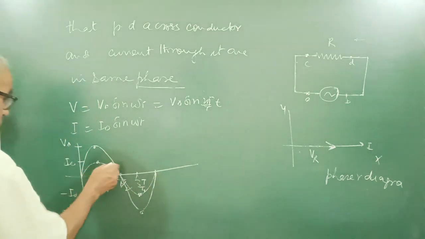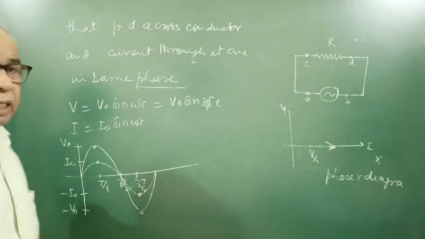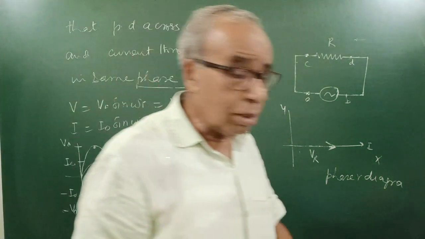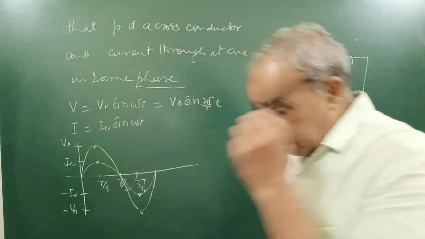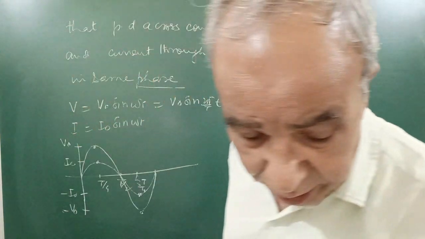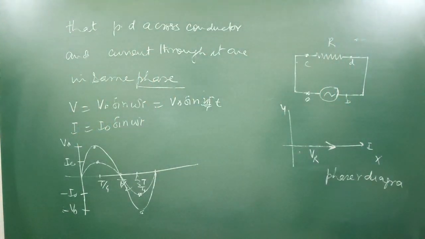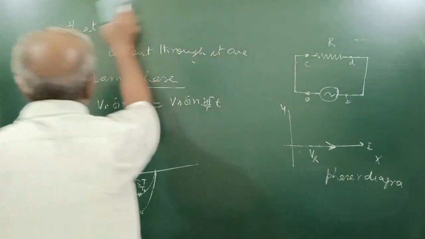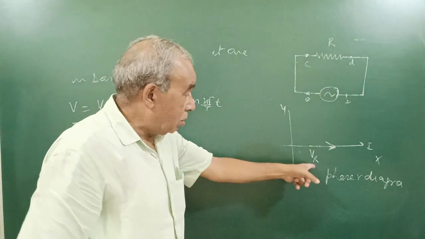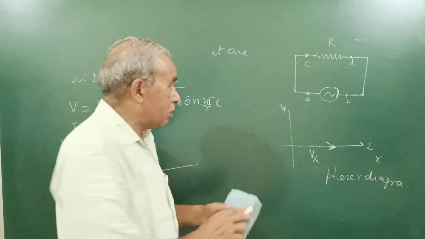So when current is positive, voltage is positive; when current is negative, voltage is negative. This is the meaning of current and voltage being in the same phase. But I told you this is true only in the case of resistance only. This fact is true only in the case of resistance only. Now I will take the next example. Please adhere to this diagram. Try to understand what I am saying.